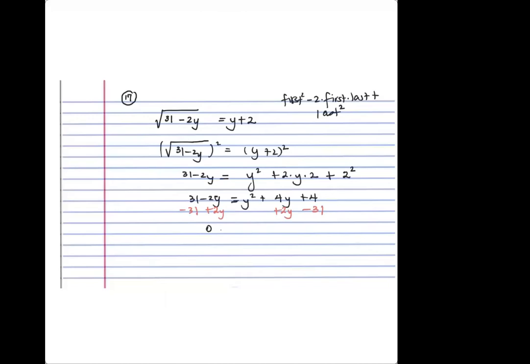So on the left-hand side, I'm going to get 0 equals y squared plus 6y. 4 minus 31, is that 27? Oh, wait a moment. I'm so tired. Okay. All right. So then I have y squared plus 6y minus 27 is equal to 0.